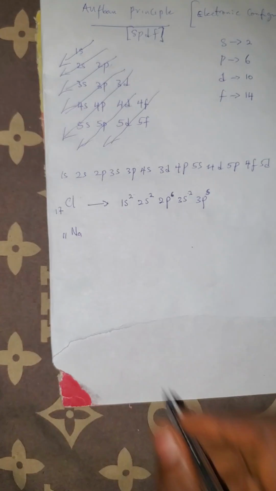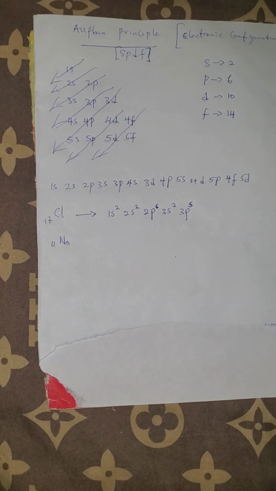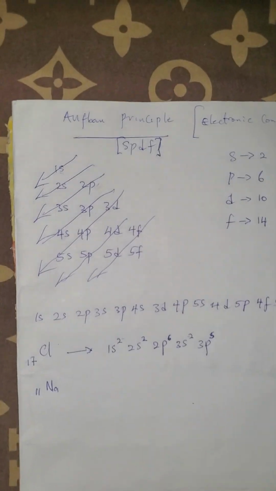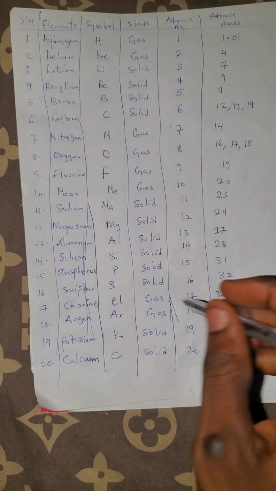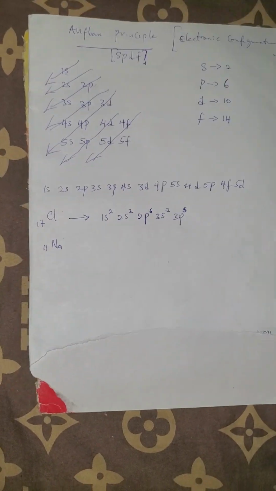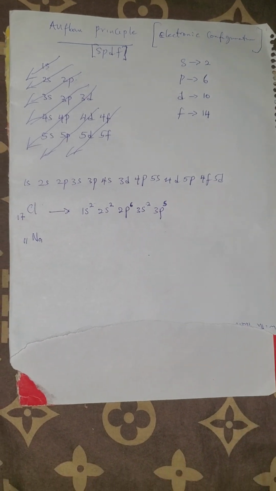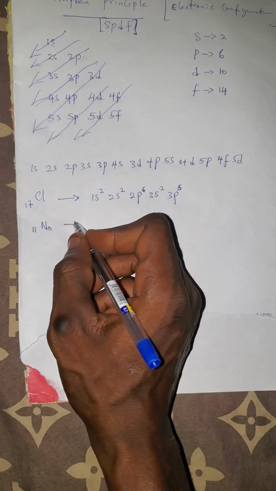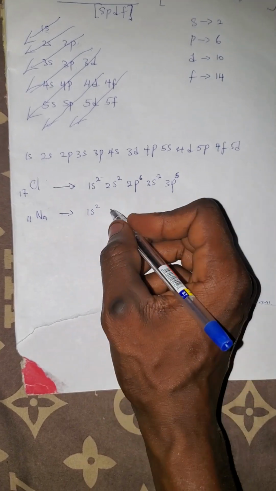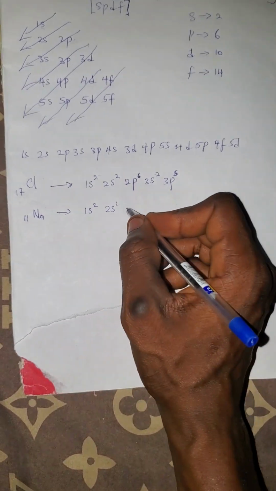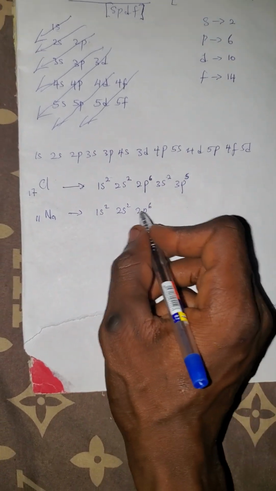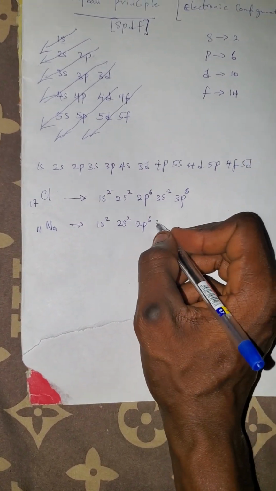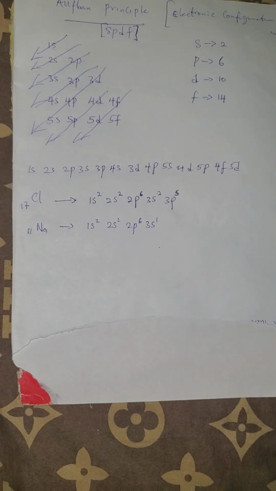Now the next one, let's look at sodium. Don't forget that the atomic number of sodium, as I told you, is 11. So since the atomic number of sodium is 11, let's go. The first one will be 1s, the highest is 2, 2s, the highest is 2, 2p, the highest is 6. This one already makes 10, so we need 1. So the next one will now be 3s, and we just have it to be 1.